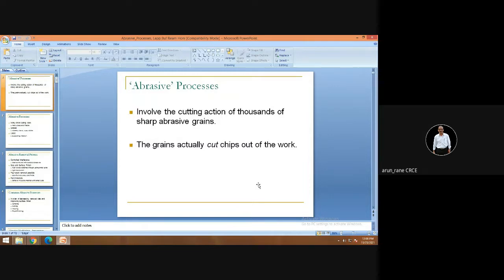Mostly all the finishing processes employ abrasives. Abrasives are nothing but a grain kind of thing. There are grains of aluminum oxide or silicon carbide, and these grains are mounted on a rotating wheel. For any cutting action, you should always have a cutting motion. Without cutting motion, cutting will not happen.